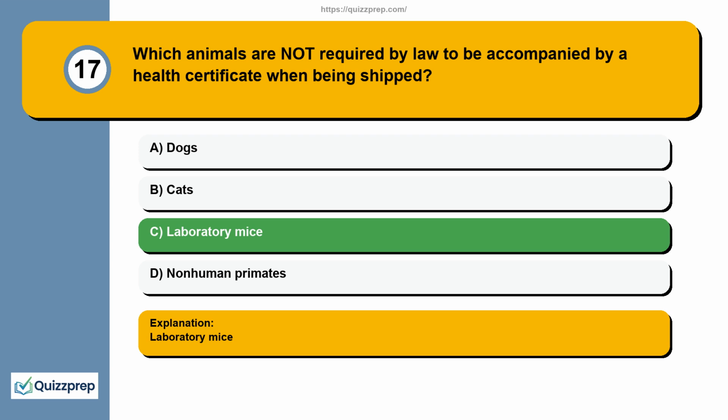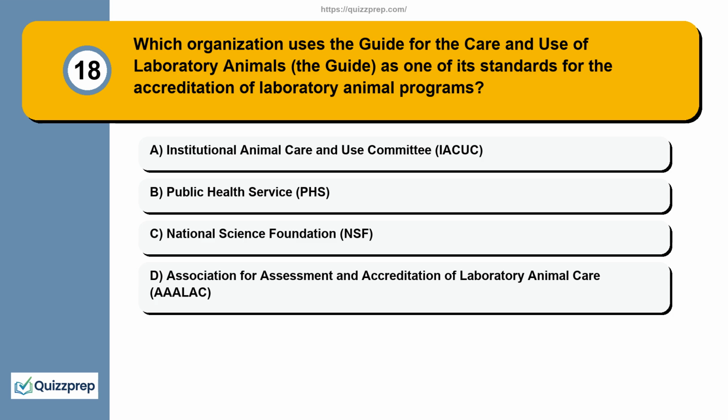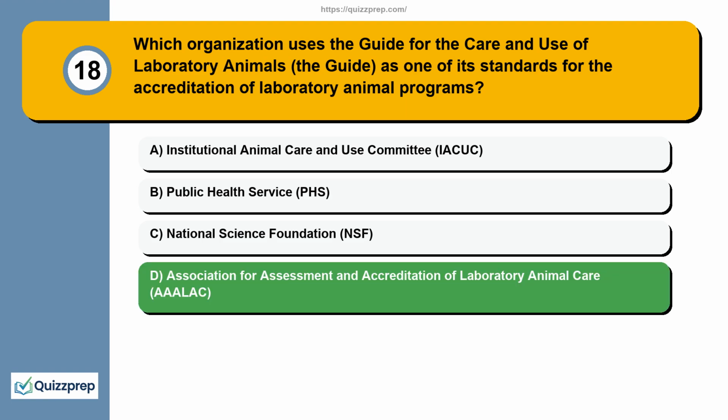Question 18. Which organization uses the Guide for the Care and Use of Laboratory Animals, the Guide, as one of its standards for the accreditation of laboratory animal programs? Option A, Institutional Animal Care and Use Committee, IACUC. Option B, Public Health Service, PHS. Option C, National Science Foundation, NSF. Option D, Association for Assessment and Accreditation of Laboratory Animal Care, AALAC. The correct answer is option D, Association for Assessment and Accreditation of Laboratory Animal Care, AALAC.